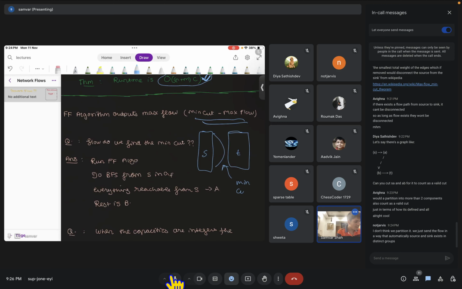Now I have a statement. Can you tell me if this is true or false? When the capacities are integers, the max flow is always integral. Okay, now we are going to relax this definition. The flow of each edge is going to be relaxed, just for this one question. It doesn't have to be an integer.